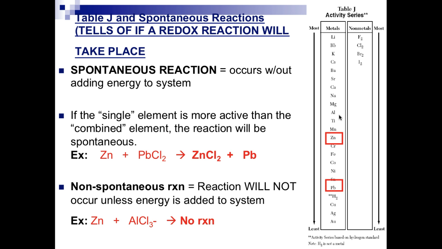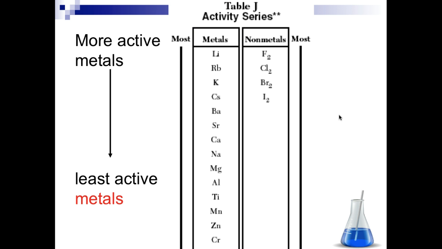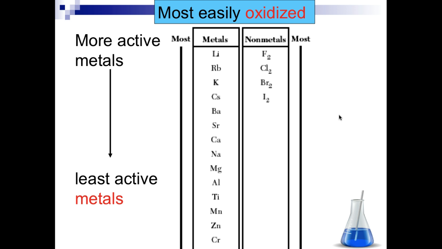If it's non-spontaneous, then the reaction will not occur unless you add energy to the system. So when we compare zinc to aluminum, that reaction will not happen. Remember, on your activity series on table J, they're listed from more reactive metals on the top to least active metals on the bottom.